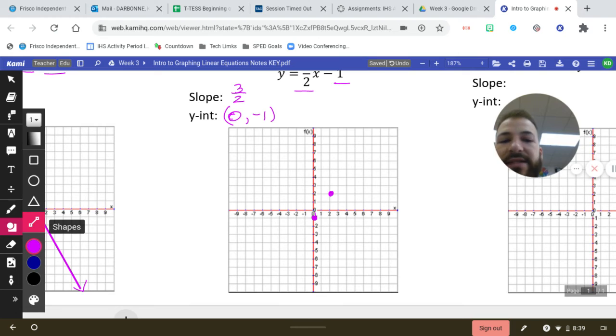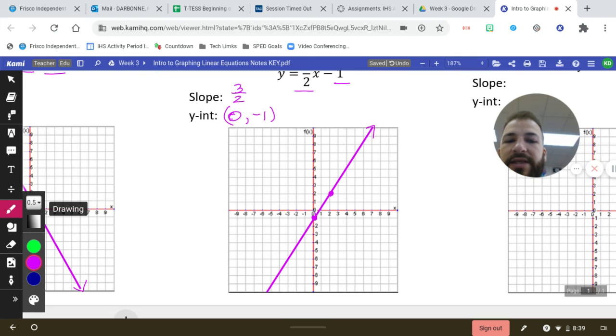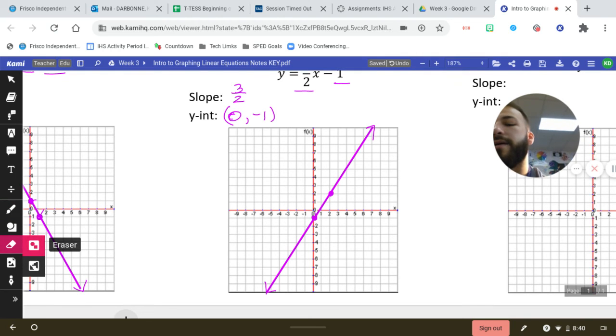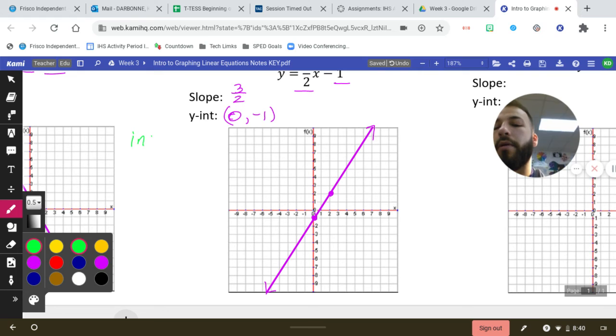And then last but not least, graph my line, and add my arrows onto the end, just like so. Same thing, talking about our key features. Increasing or decreasing, this one would be increasing. My domain would still be all real numbers, and my range would still be all real numbers.